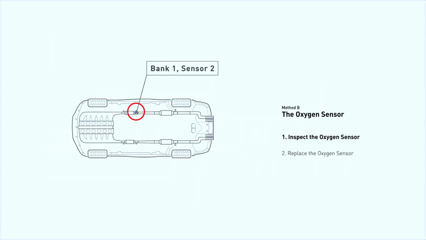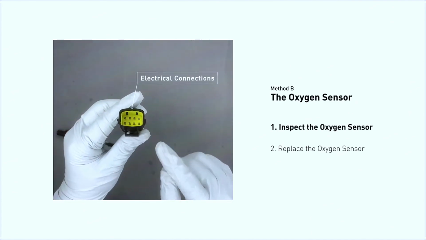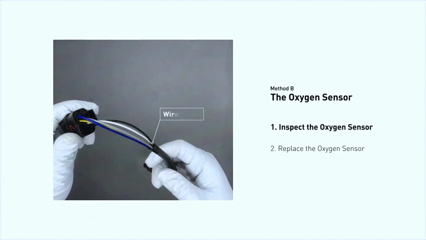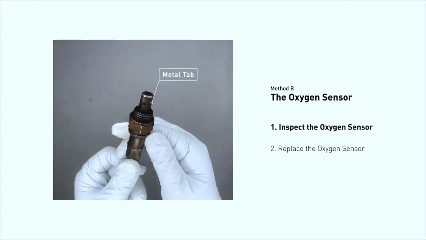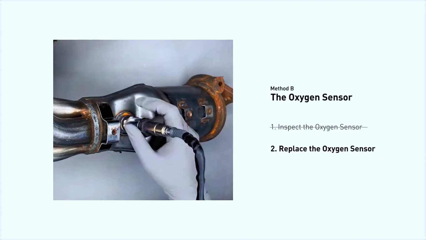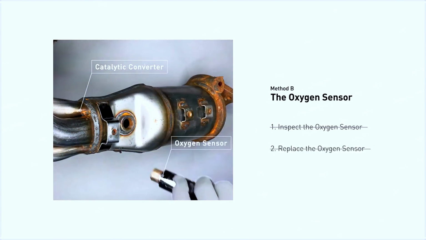This oxygen sensor is located right after the catalytic converter. Bank 1 is on the side with cylinder number 1. Sensor number 2 is usually the downstream oxygen sensor, behind the converter. Visually check the oxygen sensor's electrical connections, wire harness, and metal tabs for any damage. If damage is found, then replace the oxygen sensor.